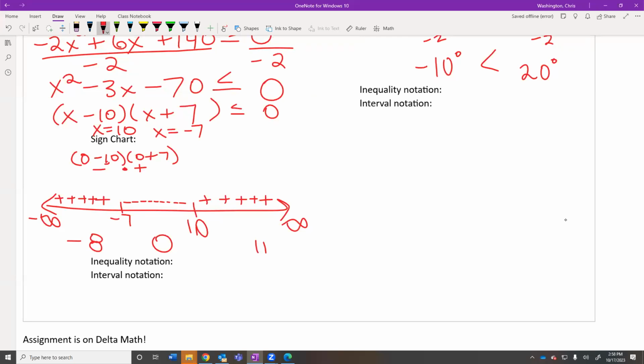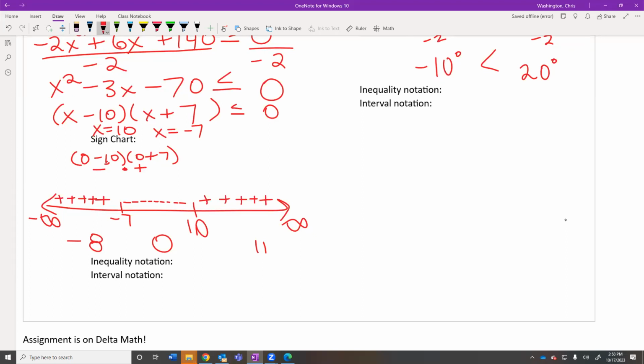Now, this is only true for quadratics. If we do inequalities later on, I might say, hey, remember when we said the signs always alternate? Well, that's not the case anymore. But with quadratics, it will always be the case. The signs will always alternate if we have 2 zeros. Always. So what is our answer?